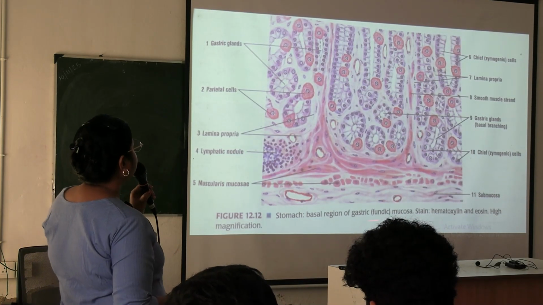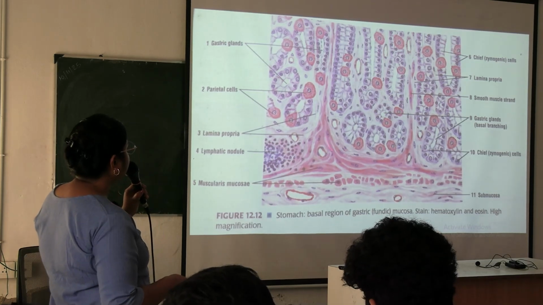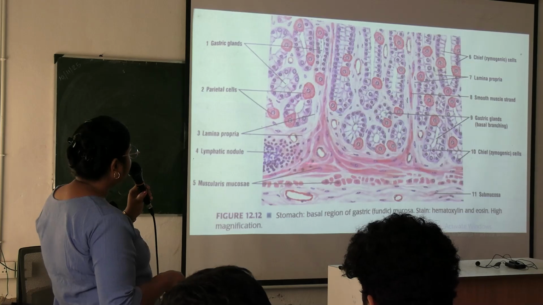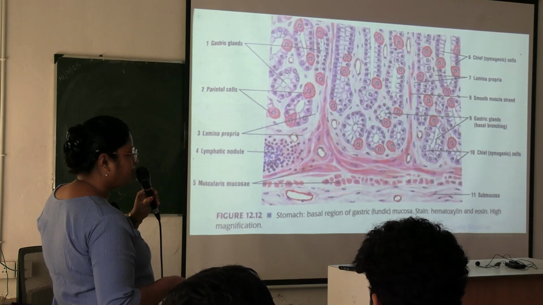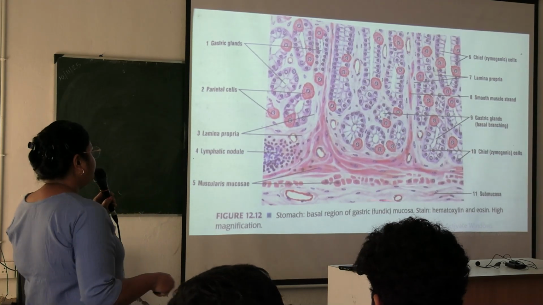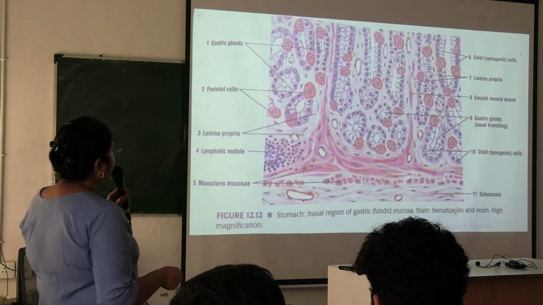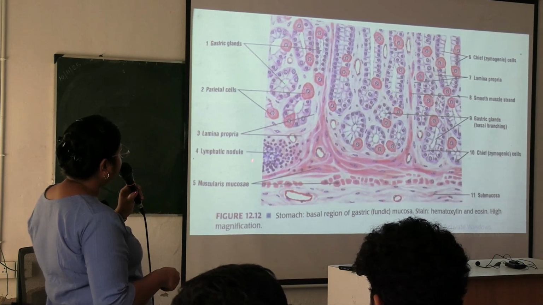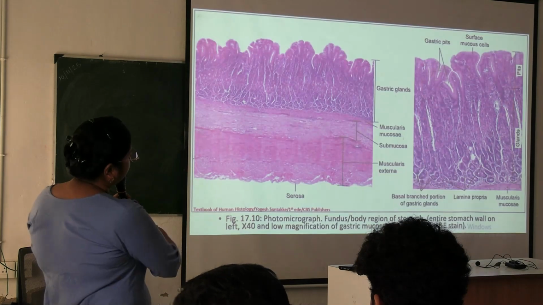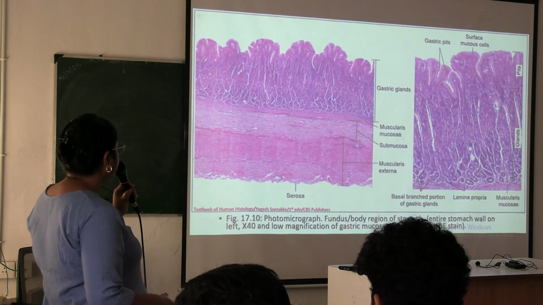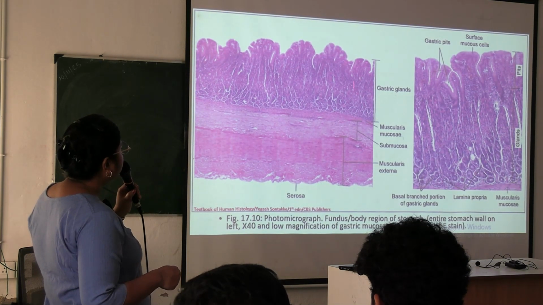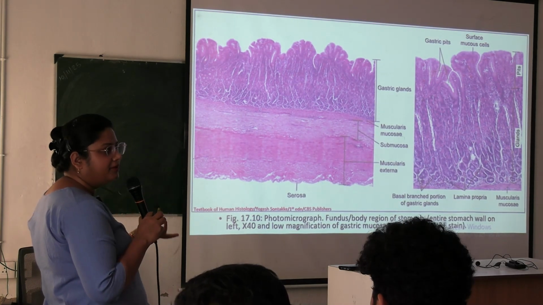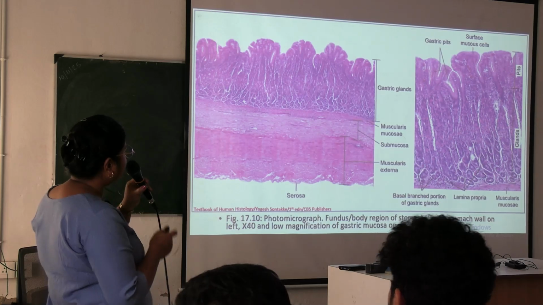This is the basal region of gastric fundus mucosa. Sections of glands and muscularis mucosa can be seen clearly. This is the circular layer, longitudinal layer. After that, here is the submucosa. These are the gastric glands, parietal cells, and chief cells. Like this you will see under low power microscope. Here we are seeing only low power microscope, so you will see like this.